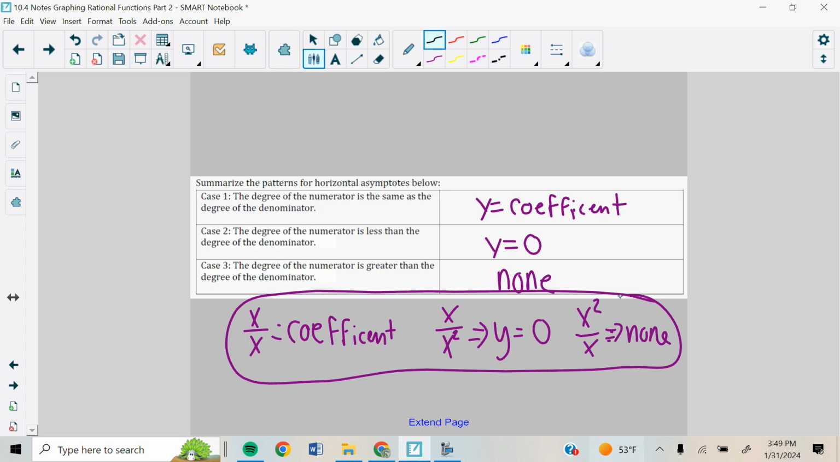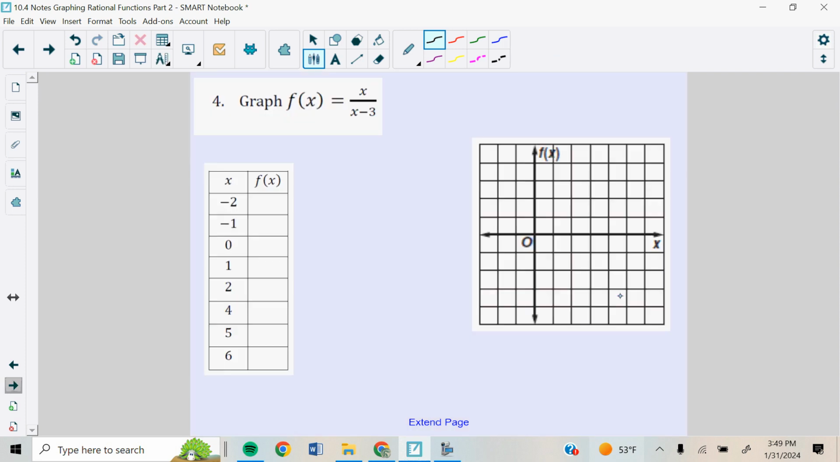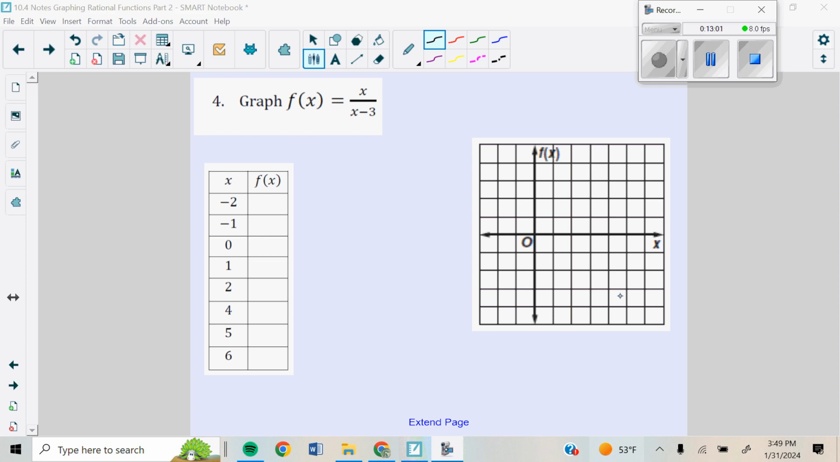All right, so let's go ahead and move on to our first problem. Now, that's the only new piece. Everything we do from here on out, we're going to identify the horizontal asymptote, the vertical asymptote, the holes, and graphing. We did that all yesterday, so that's not anything new for us.